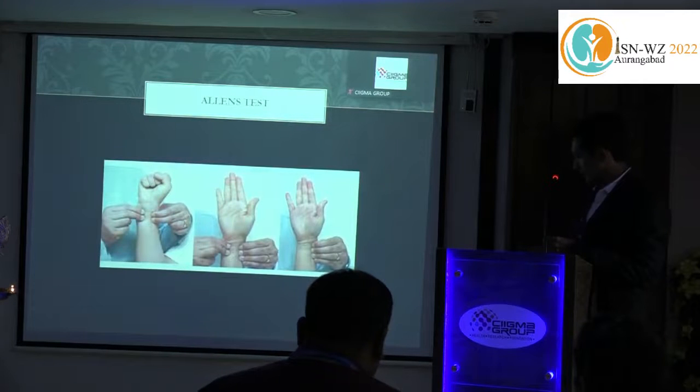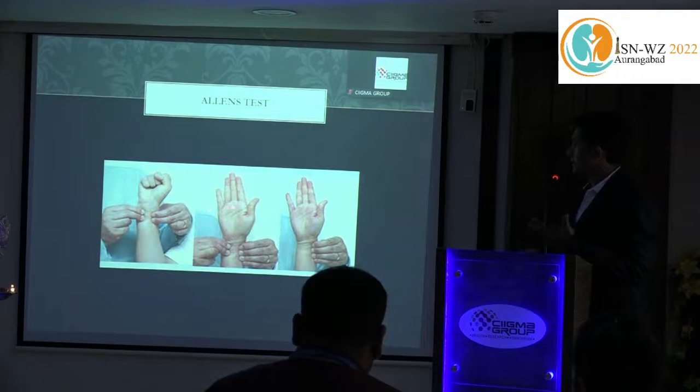So this is the Allen test. Ask the patient, you just have to compress both the arteries. Ask the patient to hold a fist, then release it. There will be a complete blanching.